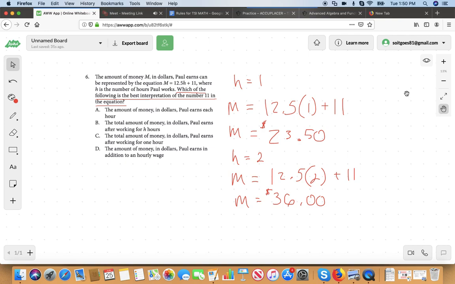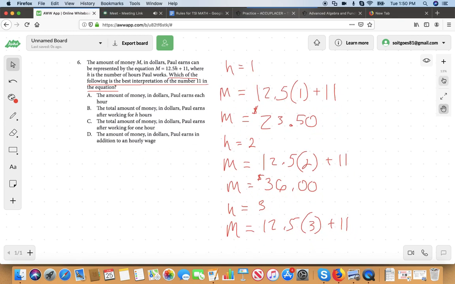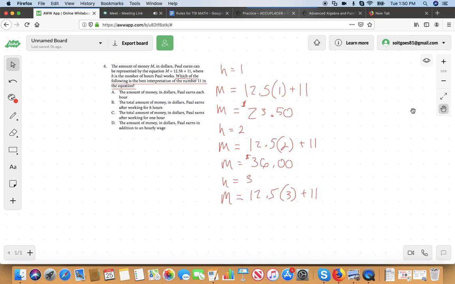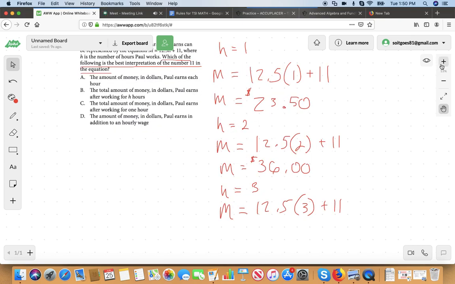I mean, we can test it with 3. Do you want to plug in a 3 for H? Yeah. Let's do it. So when H is 3, M equals 12.5 times 3 plus 11. Now you're thinking the right terms. So 37.5 plus 11 is $48.50. That's after working 3 hours.